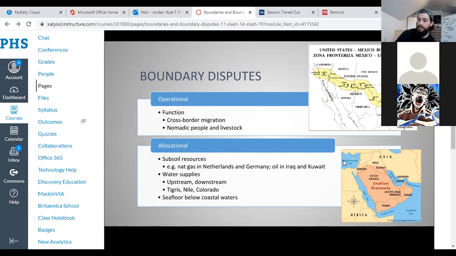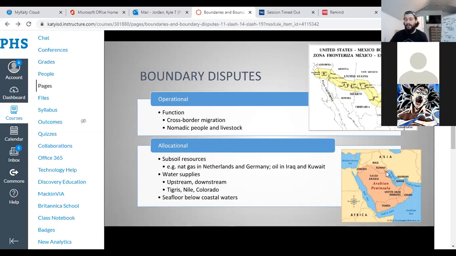Basically, an allocational dispute between Iraq and Kuwait is what led to both Iraq wars, essentially, and the rest of the wars in the Middle East with America, because America wanted to go in and help our ally Kuwait to make sure that they had control of their oil fields and things like that. But at the same time, Kuwait was stealing Iraq's oil, so not great there. But then there's also water supplies, like upstream or downstream, right?